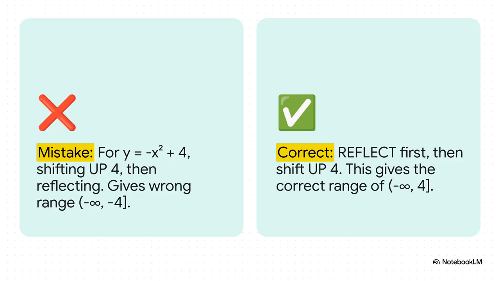Okay, trap number 1, order of operations. When you see a function like y equals negative x squared plus 4, it's so tempting to do the plus 4 first, shift the graph up 4, and then flip it over. But that gives you the wrong answer. You've got to remember your order of operations. That negative sign out front is like a multiplication, a reflection, and multiplication always comes before addition. So you have to reflect the graph first, and then you shift it up.